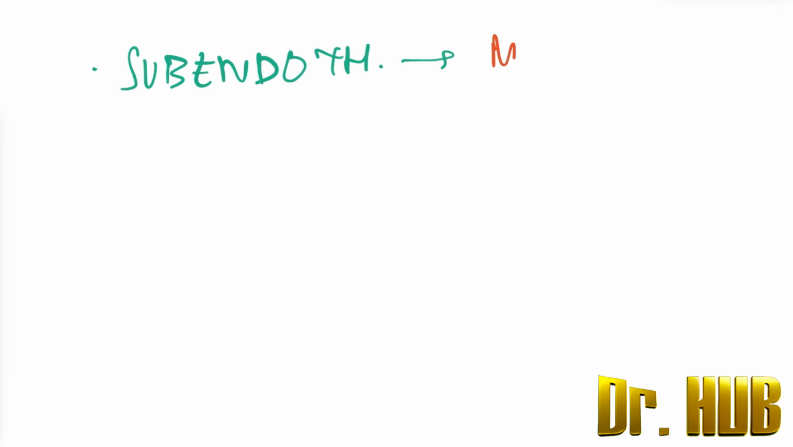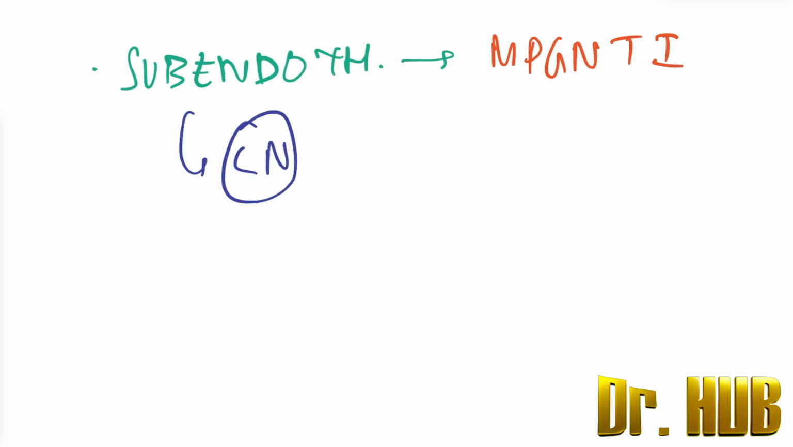Next, we look at the subendothelium. Subendothelial includes the MPGN type 1. Previously in intramembranous, we saw the MPGN type 2; here it will be the MPGN type 1. Also, the subendothelial includes the lupus nephritis, which we're writing as LN. This will include class 3 as well as class 4.